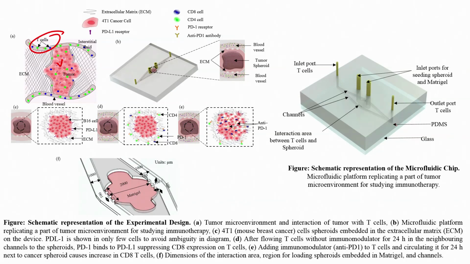This is again the same device, there is a glass at the bottom, there is a PDMS, there is an outlet port for T cells, there is an inlet port for seeding matrigel and spheroid, there is an inlet port for T cells, channels are there and an interaction area between T cells and spheroid. So, what does the figure show? A shows tumor microenvironment interaction of tumor with T cells, B shows the microfluidic platform replicating a tumor microenvironment, C will show mouse based cancer cell spheroids embedded into the extracellular matrix.